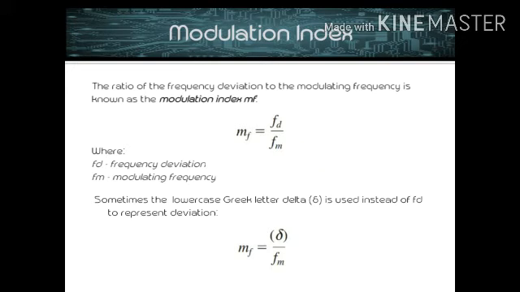Sometimes the lowercase Greek letter delta is used instead of fd to represent deviation. Now for the other formula, modulation index is equal to delta over the modulating frequency. That means frequency deviation is equal to delta.